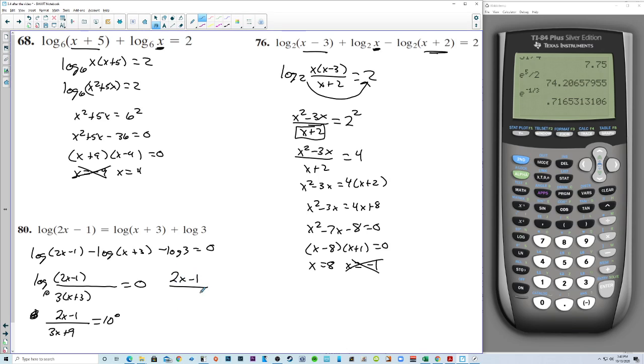2x minus 1 over 3x plus 9 is equal to 1. Now let's multiply this over. 2x minus 1 is equal to 3x plus 9, and we will minus x is equal to 10. So x is equal to negative 10. And negative 10 is going to make a couple of these negative. Now that's the only possible answer, so there's no solution to this. No solution.